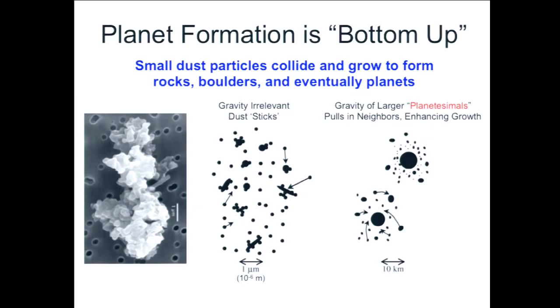Once the asteroids get big enough, a few kilometers in size, then their gravity starts to be important, and then they do kind of gravitationally pull in stuff from their surroundings. And that object is often called a planetesimal, like little planet, right?